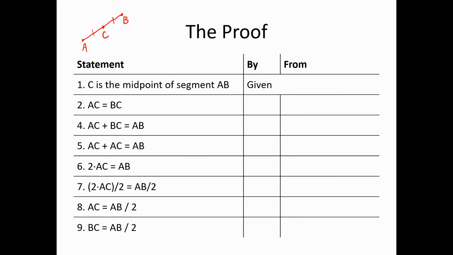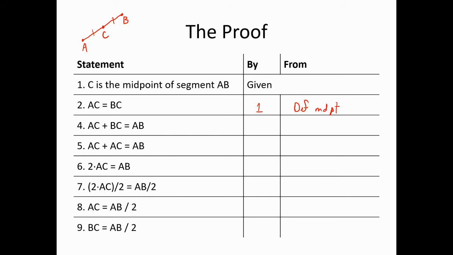So the given is that C is the midpoint of segment AB, from which it follows, of course, that AC is equal to BC. And as I just pointed out, that is the definition of midpoint. And of course, MDPT is short for midpoint. Now, how do we actually get to the one half?